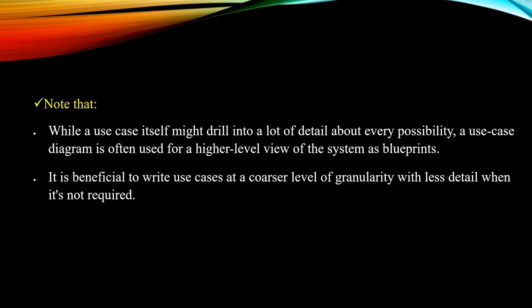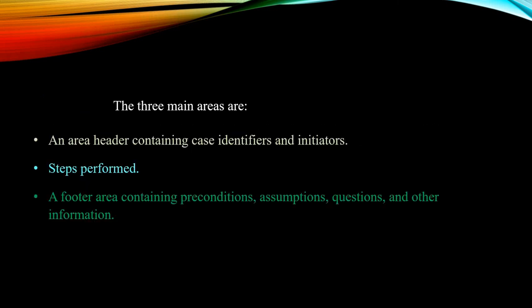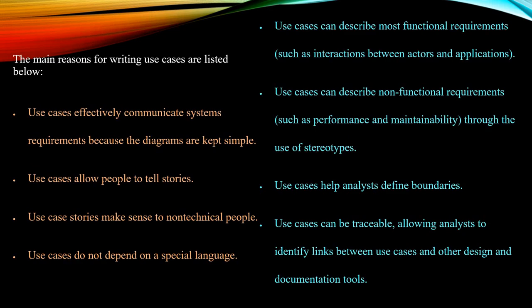Please note that while a use case itself might drill into a lot of detail about every possibility, a use case diagram is often used for a higher level view of the system, as blueprints. It is beneficial to write use cases at a coarser level of granularity with less detail when it is not required. The three main areas of a use case are, number one, the header area containing the case name, identifiers, and initiators. Number two, we have the steps performed. And lastly, we have a footer area containing preconditions, assumptions, questions, and other information.